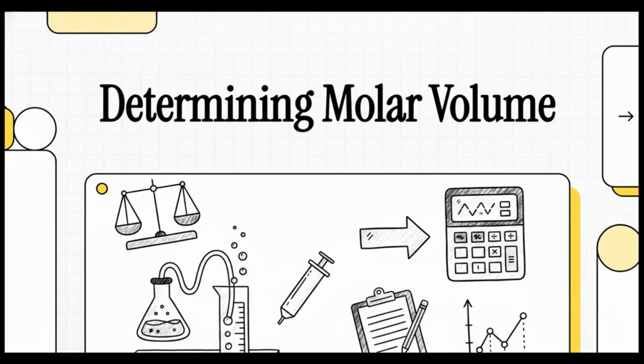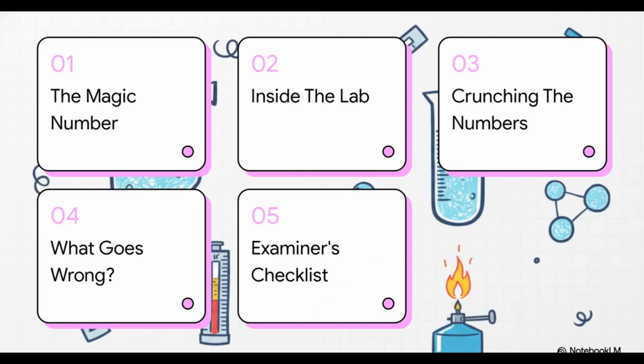Let's get into it. Okay, let's dive into this. Here is our lab to exam pipeline for today. We'll be hitting up number 1, the magic number theory. 2, inside the lab for the method. 3, crunching the numbers. 4, what goes wrong. And finally, 5, the examiner's checklist.